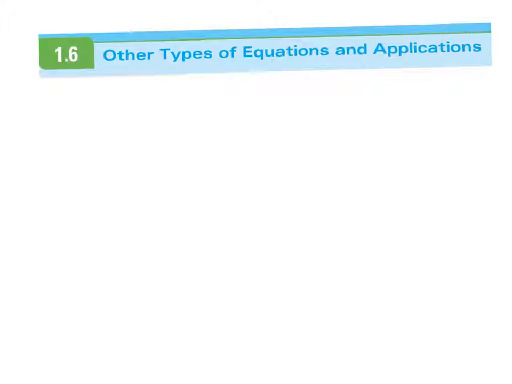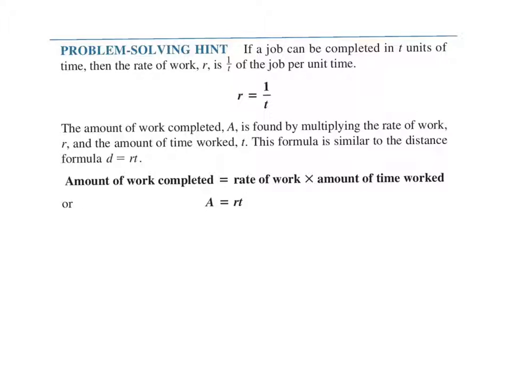Alright, this video will go over other types of equations that you'll be asked to solve. Now, one other type of problem that you'll be expected to do is what we call the work rate problems. And here's a hint: if we say that a job can be completed in a certain amount of time, then the rate that it takes to complete that job would just be 1 over time, because we're working on one job and we're trying to see the rate at which it gets done. So, to figure out the amount of work completed, you just take the rate, multiply it by the time.